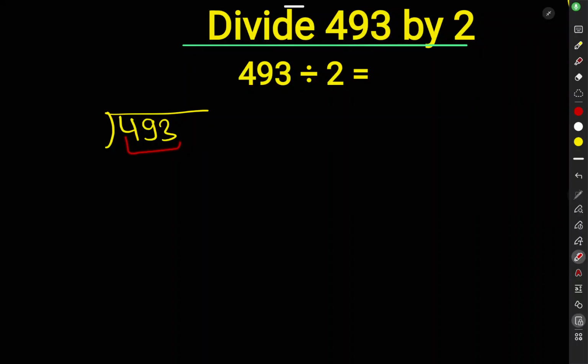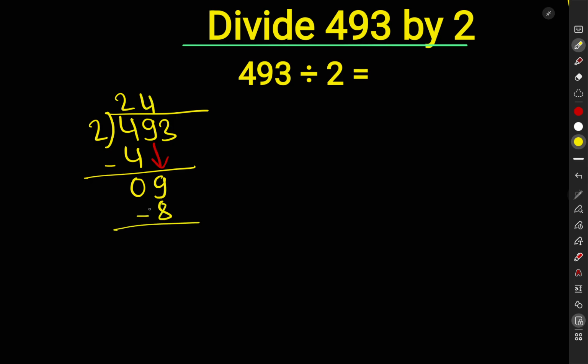Divide 493 by 2 in a long division method. 2 times 2 is 4. On subtracting, it is 0. So we put down this 9, and 2 times 4 is 8. On subtracting, it is 1.